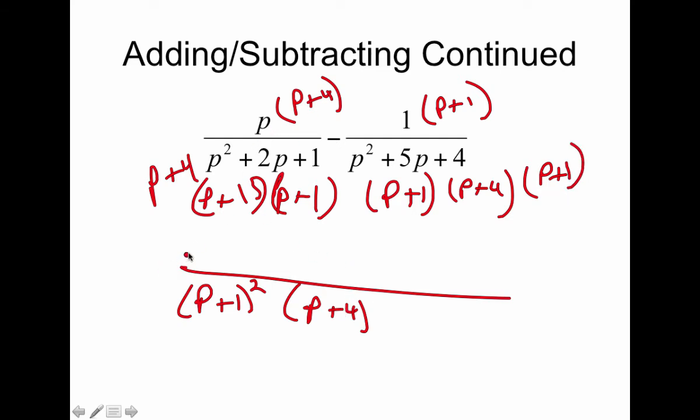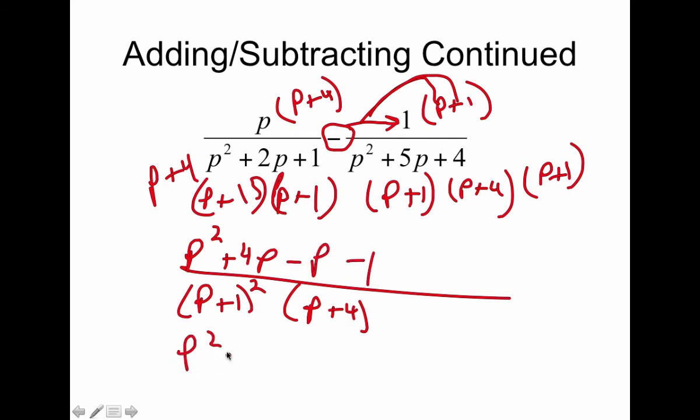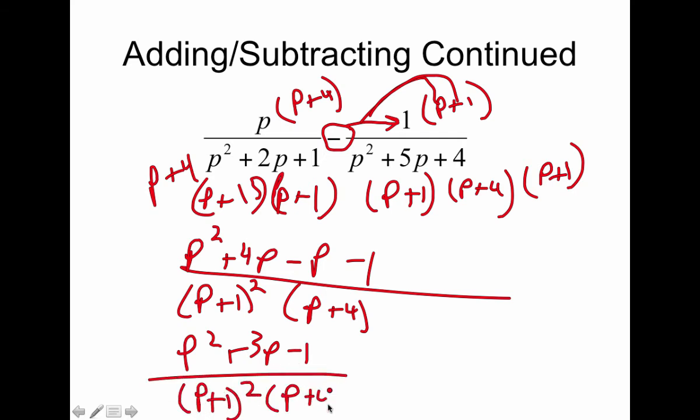Okay, when I distribute now, p squared plus 4p. Now this minus is connected to this 1. It needs to be distributed here and here. So this would be minus p minus 1. And I would get p squared plus 3p minus 1 over p plus 1 squared times p plus 4. And that's it. We want to check to see if that's factorable. It's not.